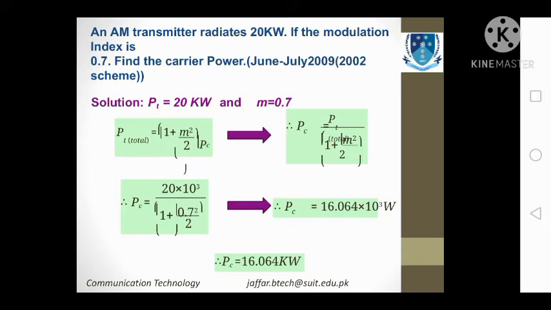only 16.064 is there for the carrier, and the remaining power, that is about 4 kilowatt, is only used by or consumed by the actual message. So it is not a very good thing when we talk about energy efficiency, minimum energy consumption and optimization of energy.